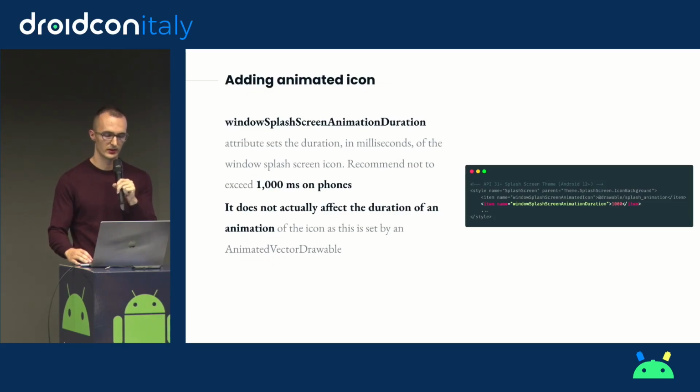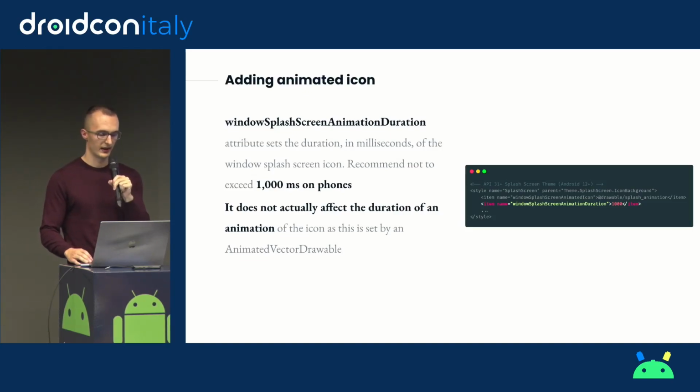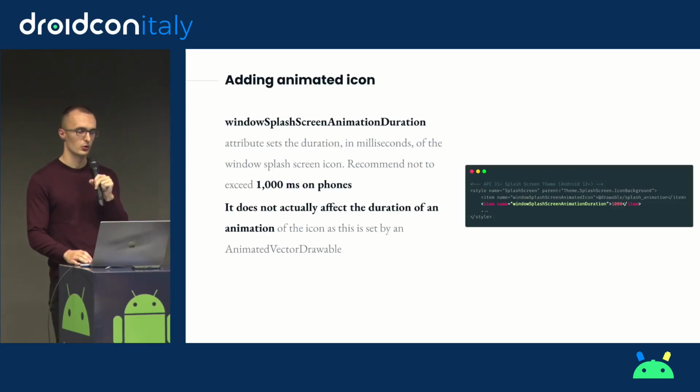So this is the value that you can fetch from the code. And then, for example, you can use this value to calculate how much time has remained for your animation to come to the end. And then you can choose to keep the splash screen visible until your animation is finished.